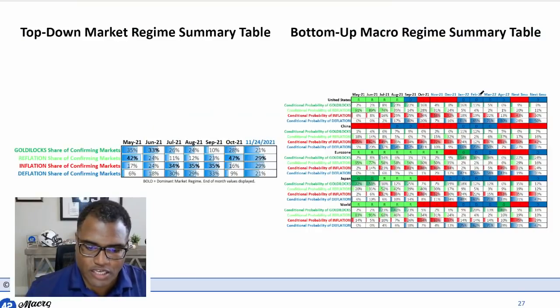So this is just the market regime summary table right now. Inflation and reflation were tied. Again, this is on November 24th.